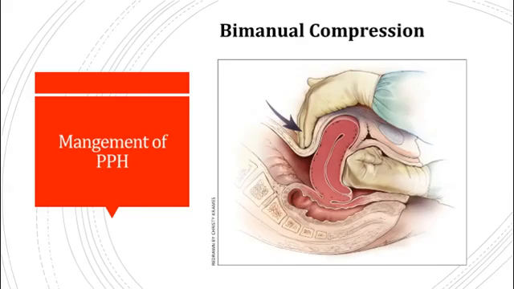This slide demonstrates bimanual massage and compression that was discussed previously. Bimanual compression involves applying pressure to the uterus through both internal and external means to stimulate contractions and control bleeding.